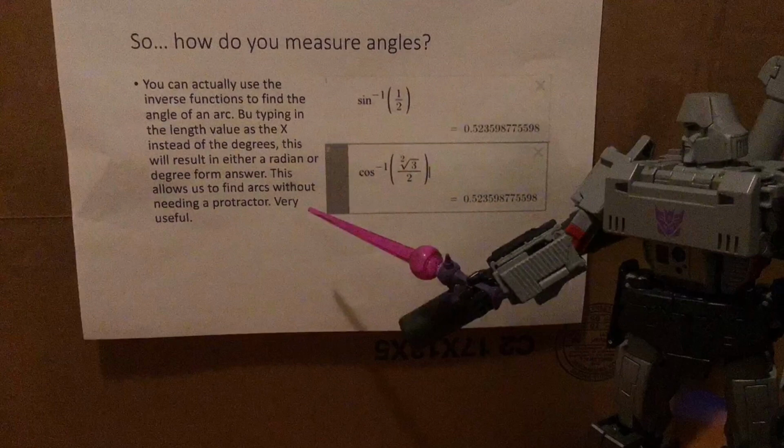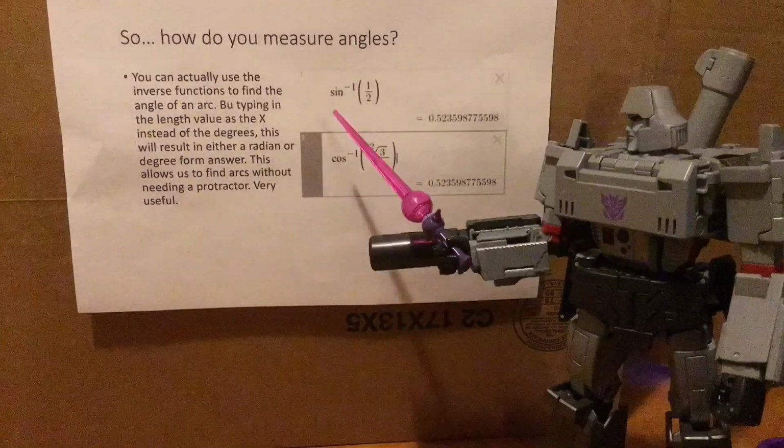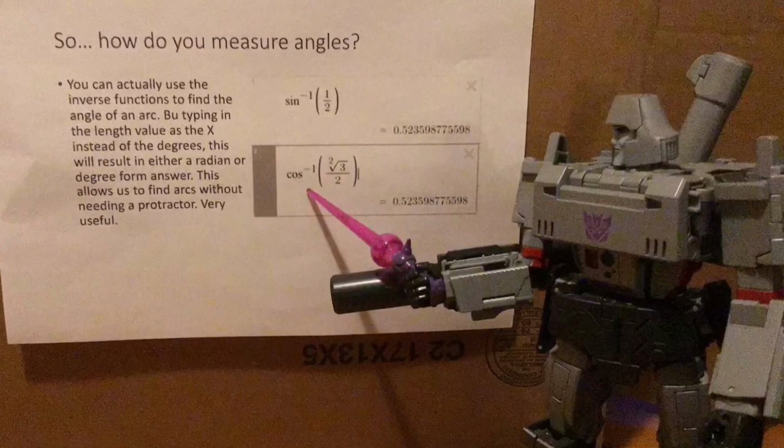So, finally, how do you measure an angle? We can actually use the inverse function to find an angle of an arc without a protractor. By typing in sine to the power -1 of 1/2, we can find the radian angle is 0.523. Cosine to the -1 of the square root of 3 over 2 is the exact same, meaning they are the same angle.